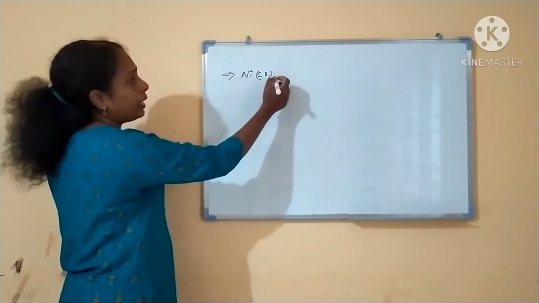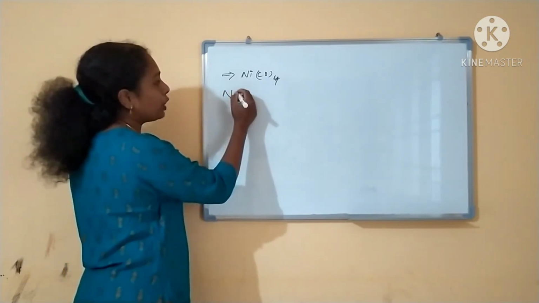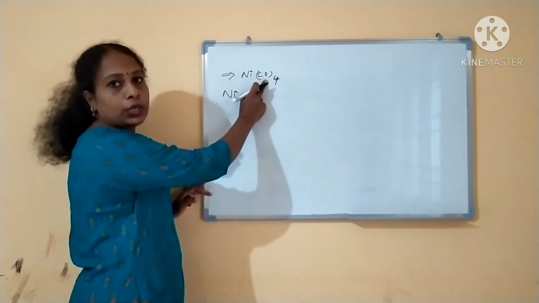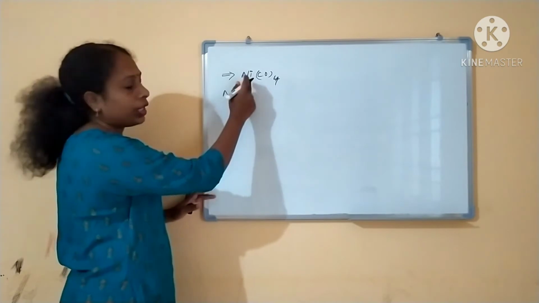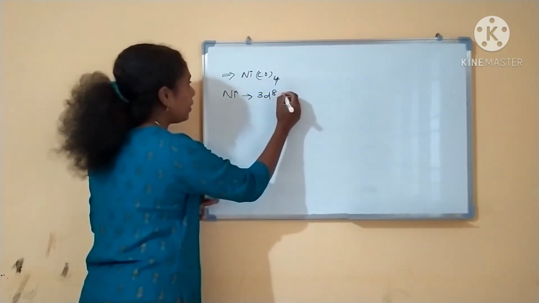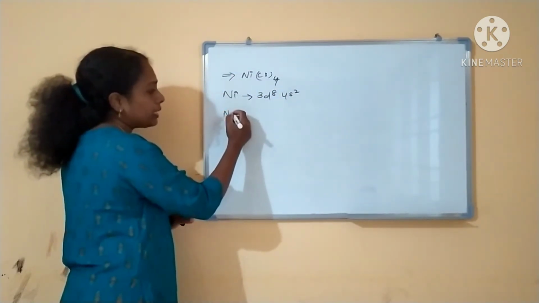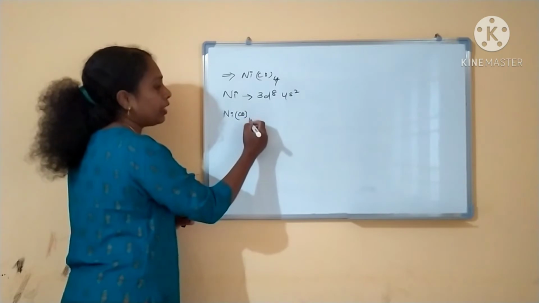Next example I am taking is Ni(CO)4. What is the electronic configuration of nickel? Since CO is a neutral ligand, there is no charge on nickel. So the electronic configuration of nickel is 3d8 4s2, right? So in Ni(CO)4 also, nickel is in the same configuration, 3d8 4s2.